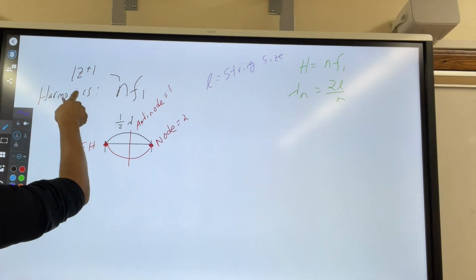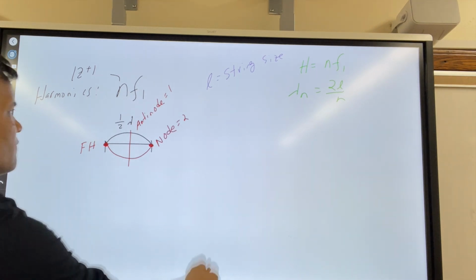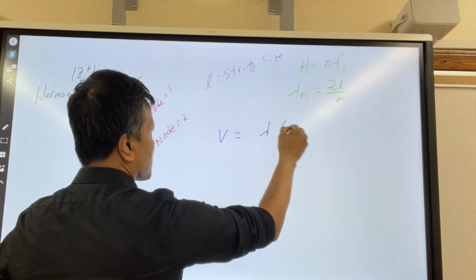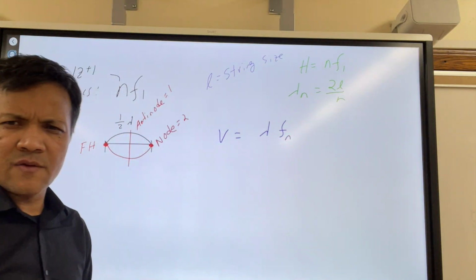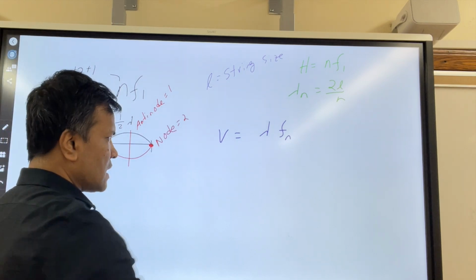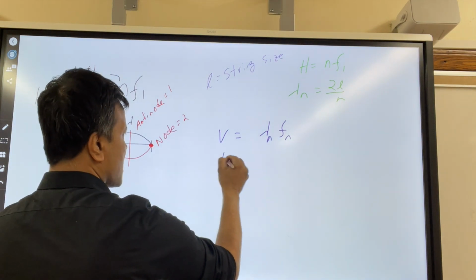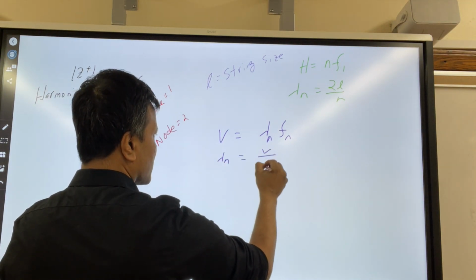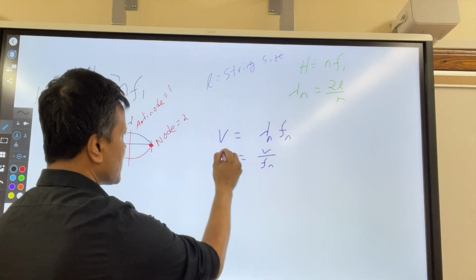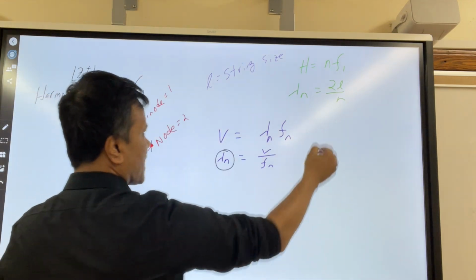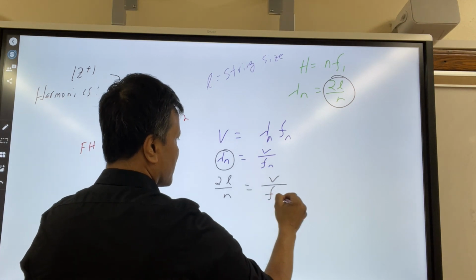Oh, I still have this one over here, so I didn't have to write it over there, but okay. Velocity is lambda times frequency. Frequency of who? Frequency of nth. If I have to use the frequency of nth, I have to use the lambda of nth. So lambda of nth is equal to velocity over nth frequency, right? Okay, so far so good? Good. So what is lambda n? Lambda n we discovered 2L over n is equal to V over Fn, right?